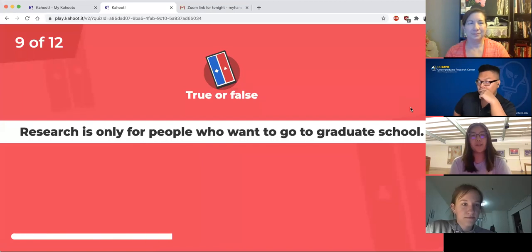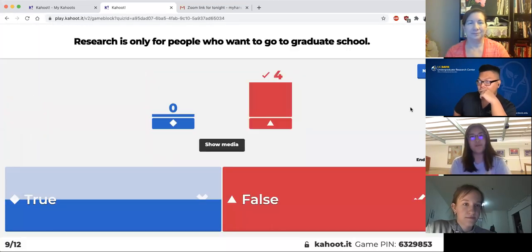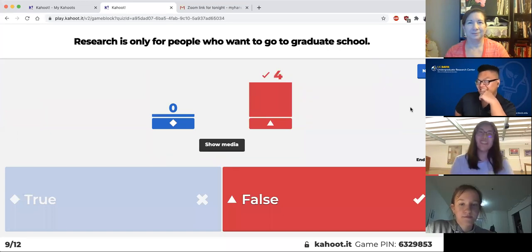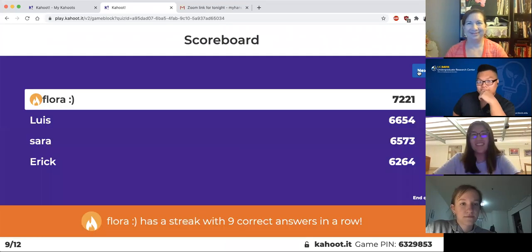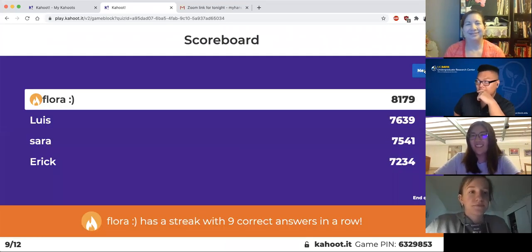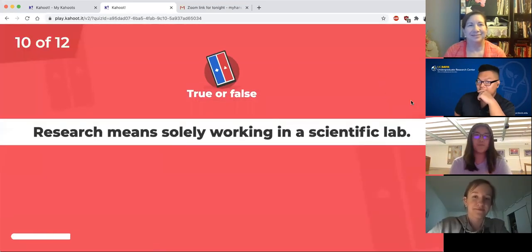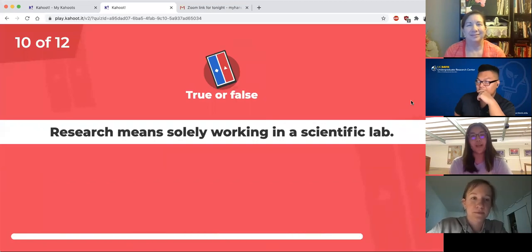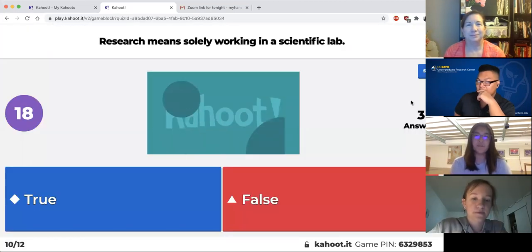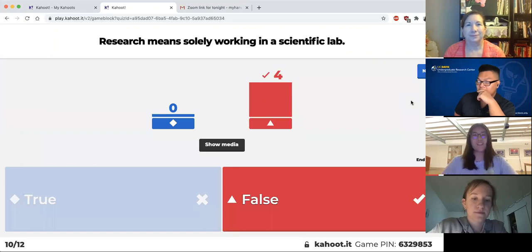Okay, true or false? Research is only for people who want to go to graduate school. Yep, false. Research is for everyone. Research means solely working in a scientific lab. Yep, that is false. There are many different research labs, not just scientific labs, and you can also do literature reviews as well, which is a part of research.